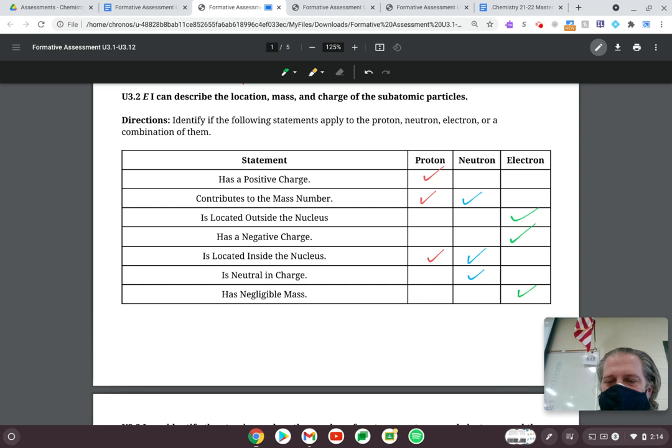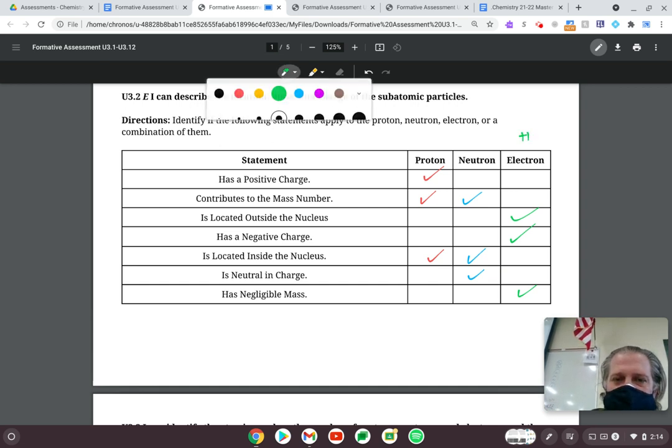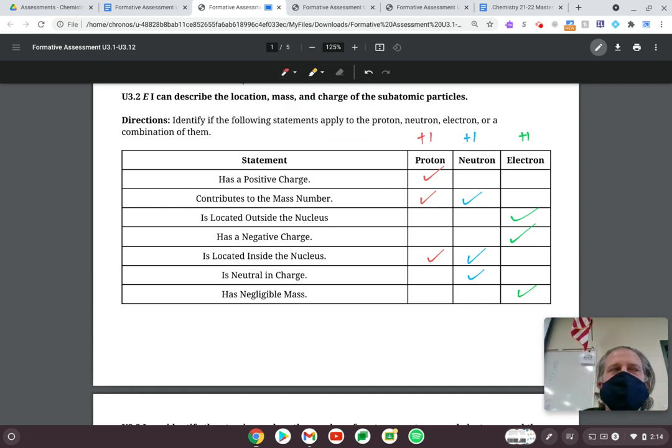The way that we're going to grade these is each column is going to be worth a point. So the electron column would be 1 point, the neutron column would be 1 point, and the proton column would be 1 point. And it's kind of all or nothing on those.